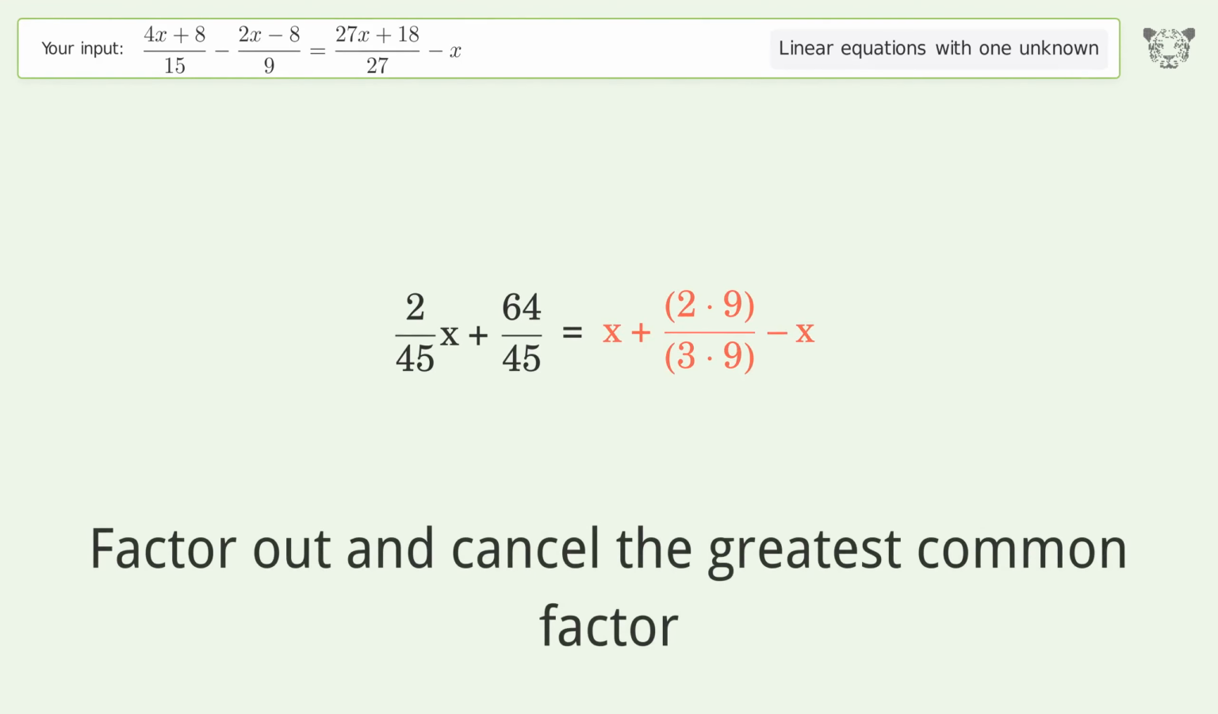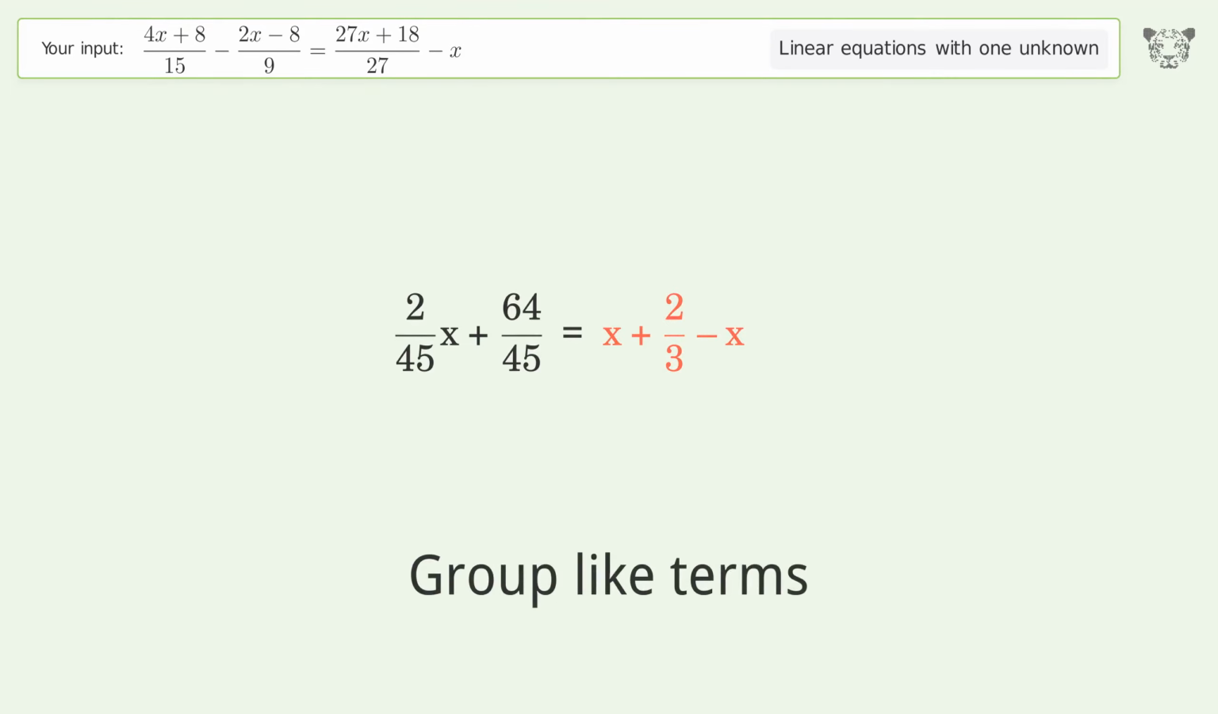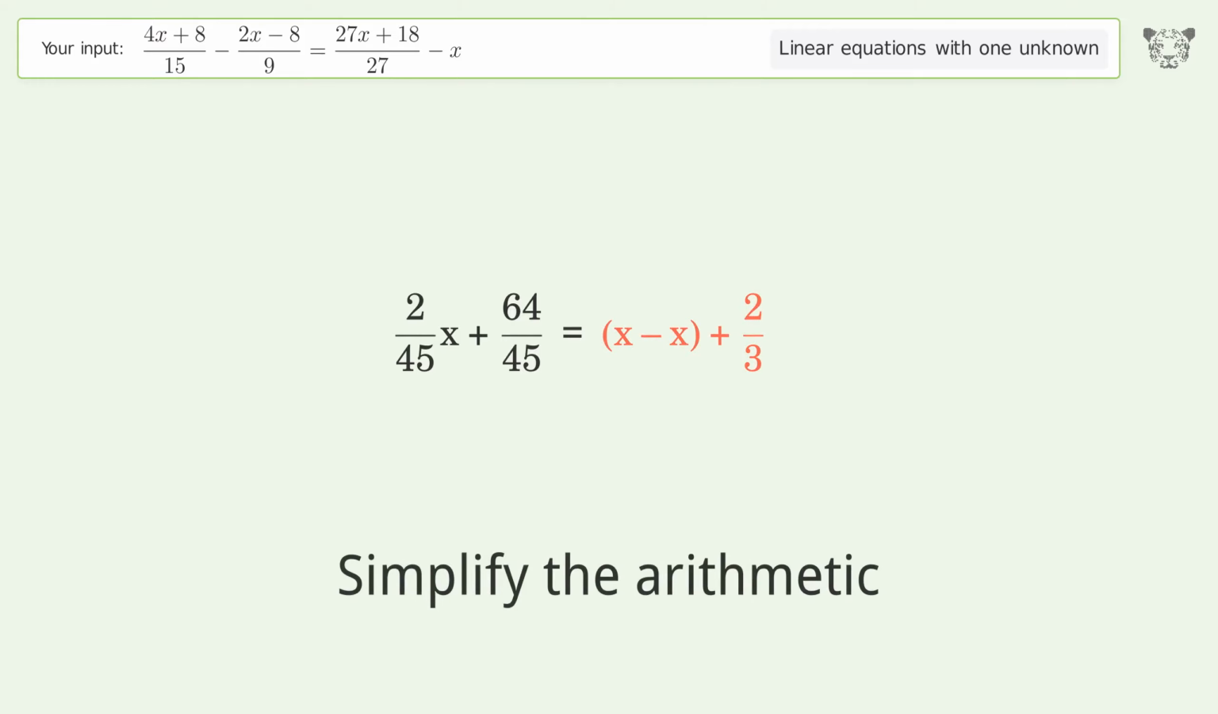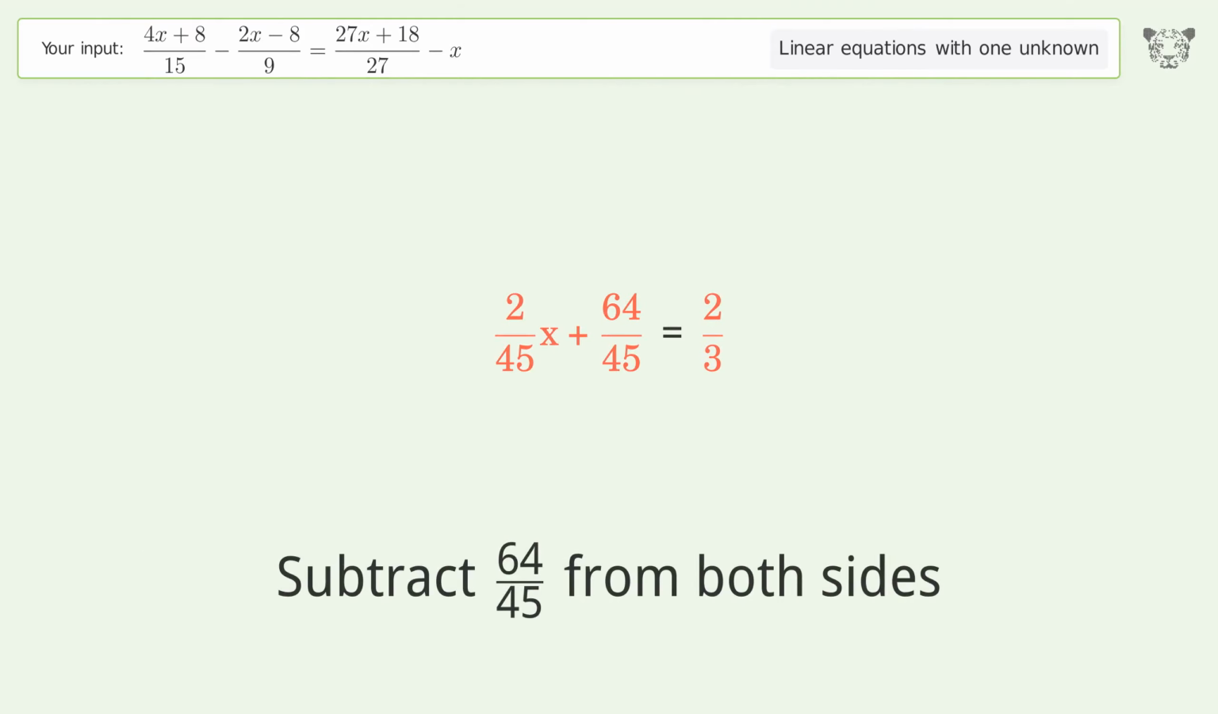Factor out and cancel the greatest common factor. Group like terms. Simplify the arithmetic. Group all constants on the right side of the equation. Subtract 64/45 from both sides.